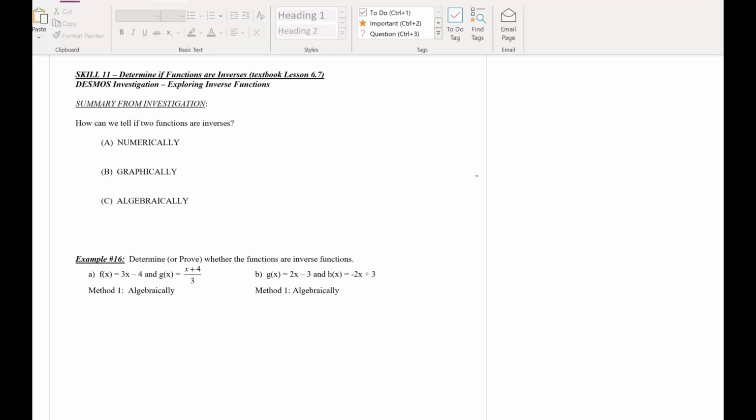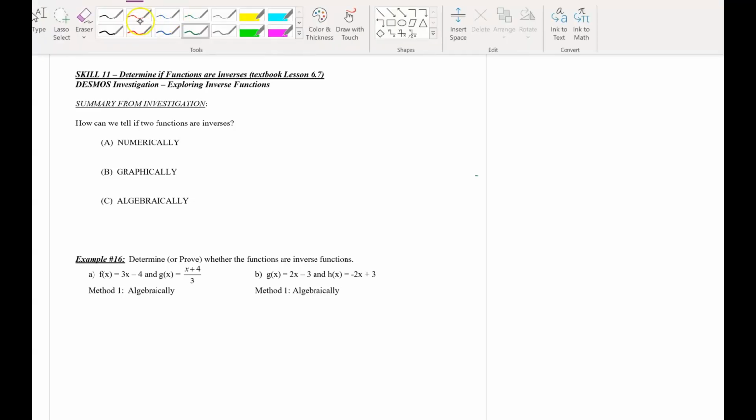So this lesson is going to talk about inverses. We're going to show you a couple of different things, give you a summary, and then show you some examples. First off, I want you to see what we're looking at when we're talking about inverses. We want to know, how do we know that functions are inverses? How do we find an inverse function? There are three really standout ways that you can see if things are inverses: numerically, graphically, or algebraically.